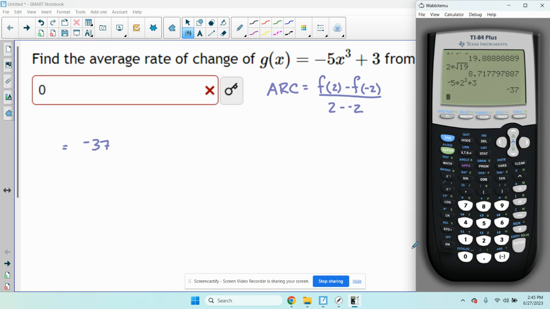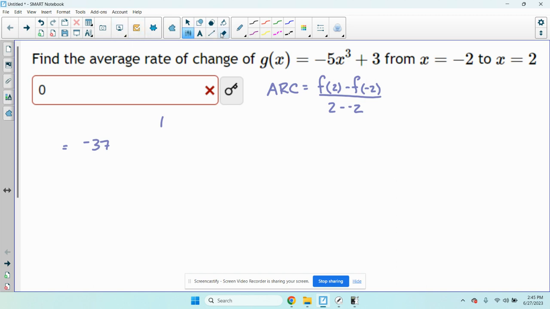Now we'll find f of -2: -5, make sure we use parentheses, times -2 to the third plus 3. That's 43. All over 2 minus -2 is 2 plus 2. So this is -37 minus 43, which is negative, what is that, 80 over 4, which is going to give us -20.